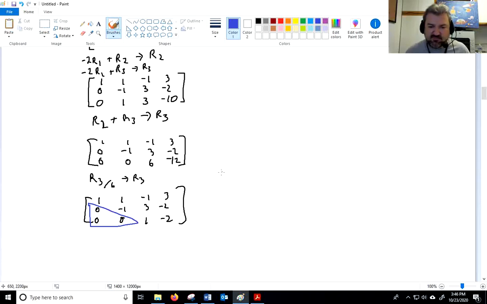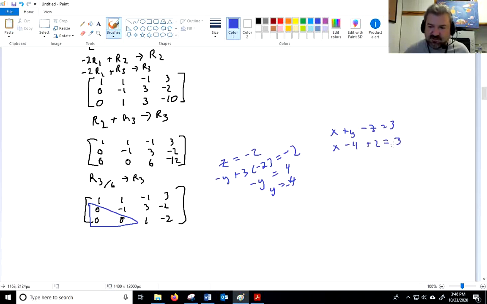I can tell you right now that z is equal to negative 2, and since this is telling me that negative y plus 3z, which is negative 2, is equal to negative 2 as well, I can say that negative y is equal to 4. So y is equal to negative 4. And then I also know that x plus y minus z equals 3. So I can also go x minus 4 plus 2 equals 3. So we know that x minus 2 equals 3, so x equals 5.